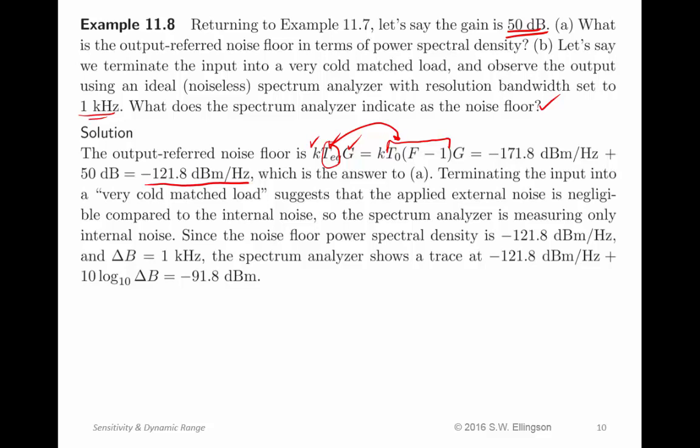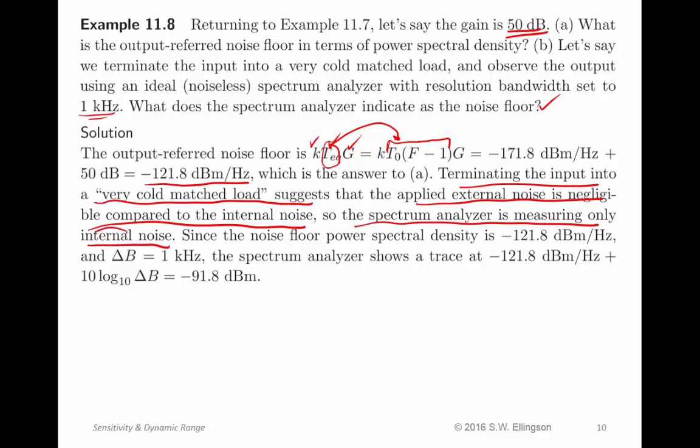Now, if we terminate the input into a very cold matched load, what we're doing is disconnecting the signal generator and applying something which has very, very low noise. So what we're really saying is that the applied external noise is negligible compared to the internal noise. It can't be zero exactly, but it's going to be tiny and something we can ignore relative to the internal noise generated by the 2-port. So in that case, the spectrum analyzer is measuring only internal noise. That's the significance of that statement.